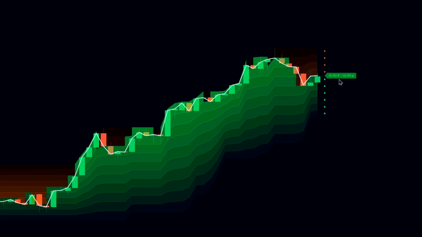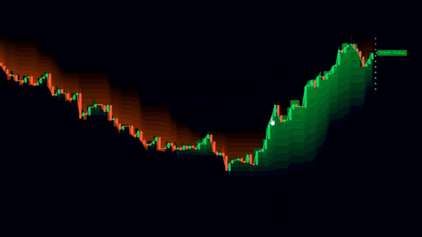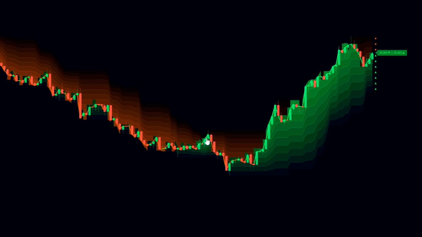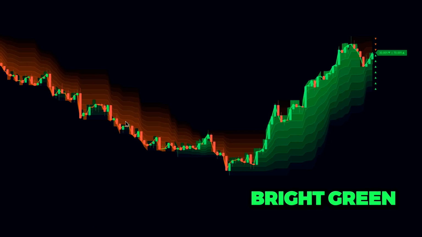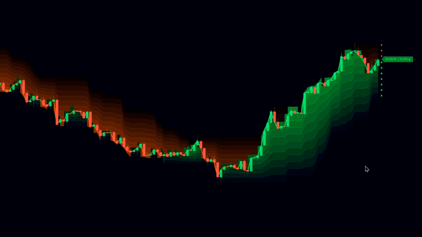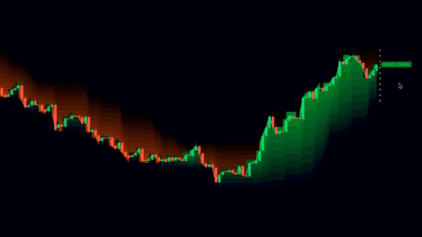These probabilities are displayed with directional arrows next to the price, giving you a quick visual of the market's likely direction. At the center of the trend ribbon, there's also a probability-based price line with bright green and bright orange colors that depend on the percentages. If the price is more bullish than bearish, the line turns bright green. And on the other hand, if it's more bearish than bullish, it turns bright orange. This price line works together with the trend ribbon to give you a quick snapshot of the market's direction. When combined with the probability table, you'll not only see the direction of the trend, but also its strength. And that's exactly how we'll use this indicator to trade.